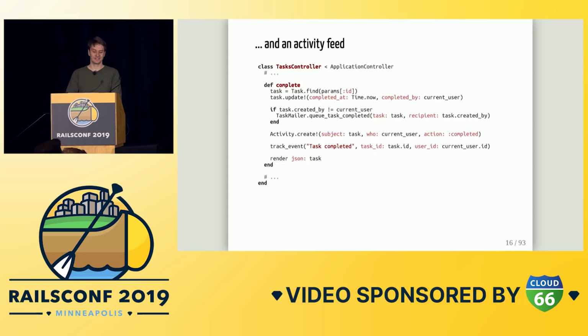And we also want an activity feed. It'd be great if we can have that activity feed so that users can see what has happened on a given project. So for this, in this new line, we create an activity item with a subject that's the task, who is the current user, and the action is completed. Now, when we release that feature of the activity feed, well, we don't have any past activities. So when we release the feature, we start with just a blank slate. And you could write some custom scripts to backfill those activities, but you're just basically guessing, right? So there must be a better way.